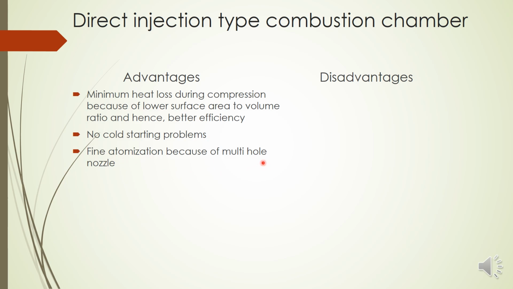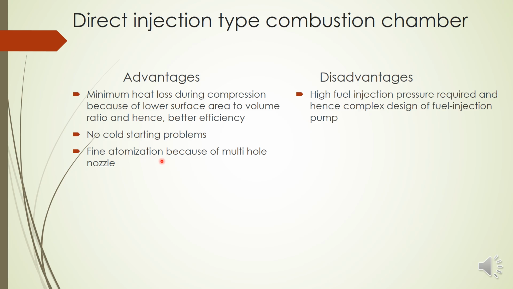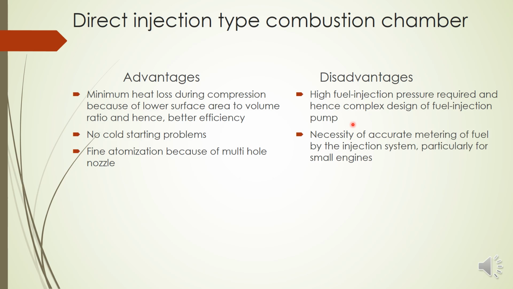and we are using a multi-hole nozzle here, so the atomization is more fine. And the disadvantage is we require high injection pressure, which requires a complex design of fuel injection pump. So we have to achieve a 200 bar injection pressure. That requires a complex injection pump. Then the necessity of accurate metering of fuel by the injection system for a smaller engine is required.